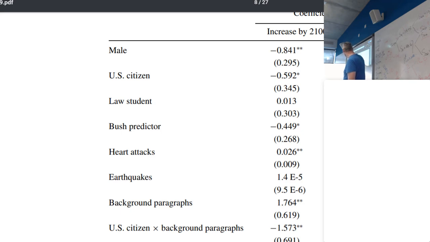And of course, such things as political leanings matter. People who intended to vote for George Bush the younger think that the climate is going to warm less than people who intended to vote for Al Gore, right? There are people who are law students. People who are not US citizens but are US residents have a different opinion than people who are. And then of course the information that you give to them also matters, right?